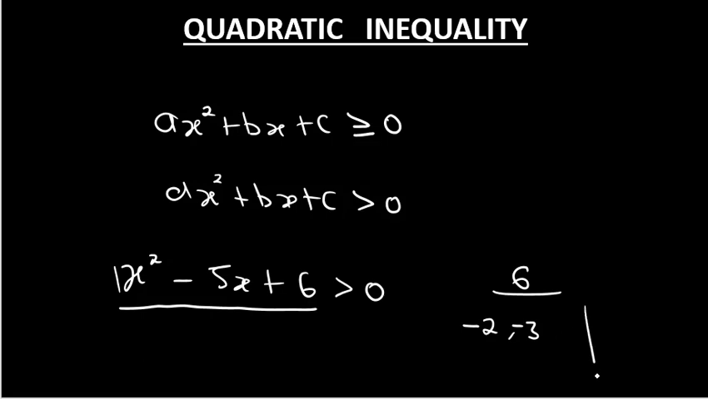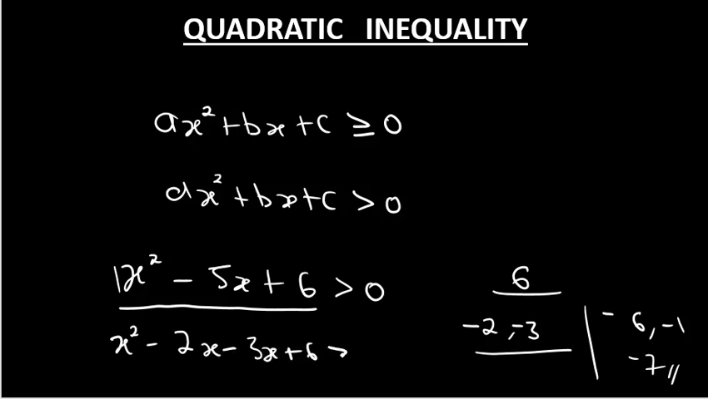Now the other factors are not going to work. When you take negative 6 and negative 1, yes, when you multiply them, negative 6 times negative 1 gives you positive 6. But when you add them, this gives you negative 7. So this can't work. So we are going to use these two numbers. Therefore, we have x squared minus 2x minus 3x plus 6, and this is greater than 0.